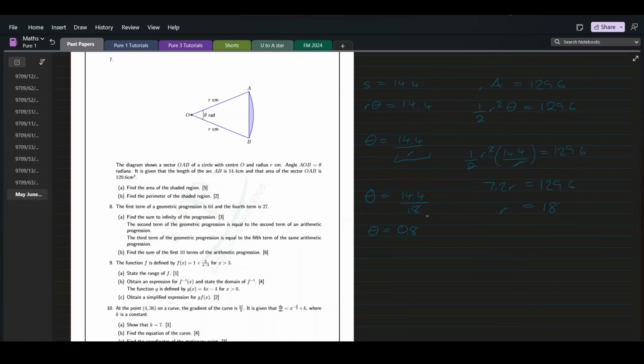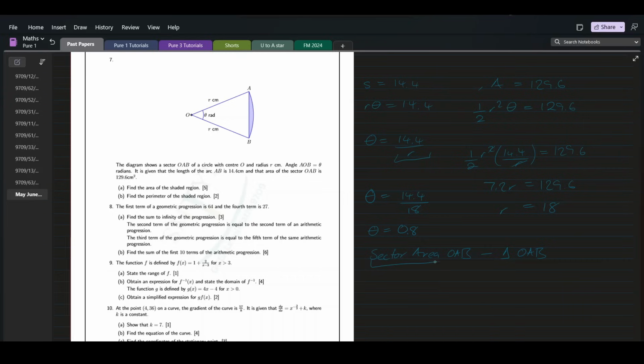0.8. Now we have our values for r and theta. Now our actual goal is to get the area of the shaded region, so we can create an expression for that. We can say that our shaded region is equal to the sector area OAB, so that's the whole pie-shaped thing, minus the white triangle that you see, minus triangle OAB. So this expression will give us that blue shaded region.